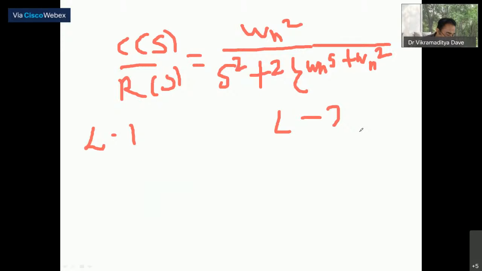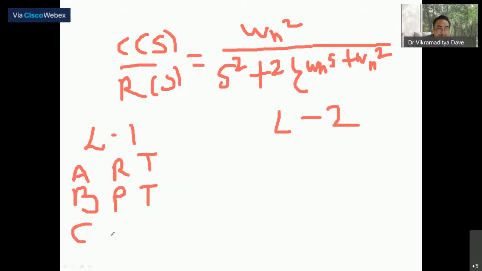In list 1, option A is given as rise time, I am simply writing the short form RT. B is given as peak time, PT. C is given as peak overshoot, PO. And D is given as settling time, ST. So these four names are given: rise time, peak time, peak overshoot, and settling time.